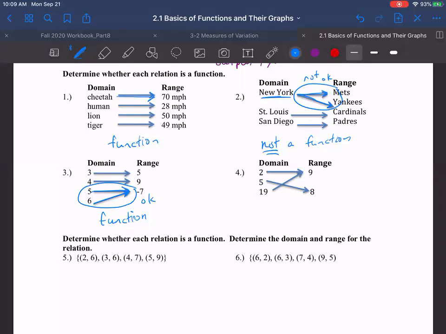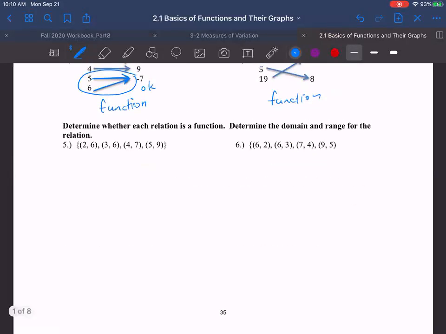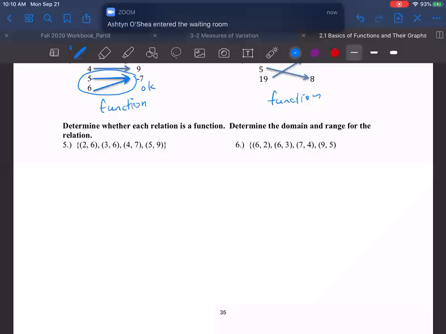All right, and then here, look at this last one. Here you see 2 goes to 9, 5 goes to 8, and 19 goes to 9. That means each one only maps to one output, and therefore this is a function. All right, so go ahead and take a look at this next little section here, 5 and 6, and try determining whether each relation is a function, and then if so, put down what its domain and what its range is.